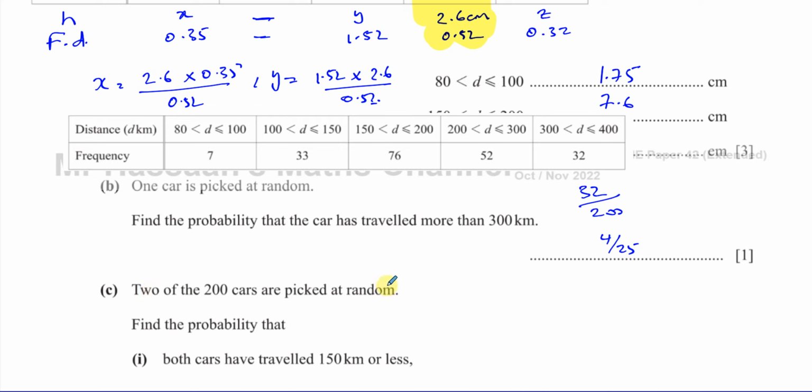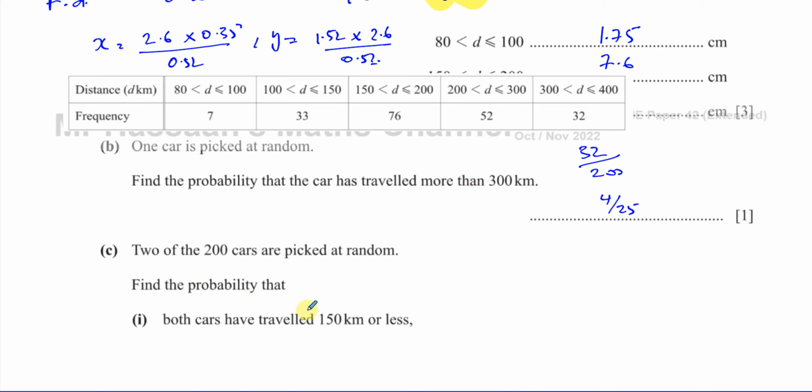Two of the 200 cars are picked at random. Find the probability that both cars have traveled 150 kilometers or less. So both cars, right? You pick a car and then you pick another car. So you've got to be careful here. You pick one car, there's 40 cars altogether out of 200. That's the first pick. But the second pick, you've already picked one of the cars, and that car has traveled less than 150 kilometers because we find the probability that both of them do.